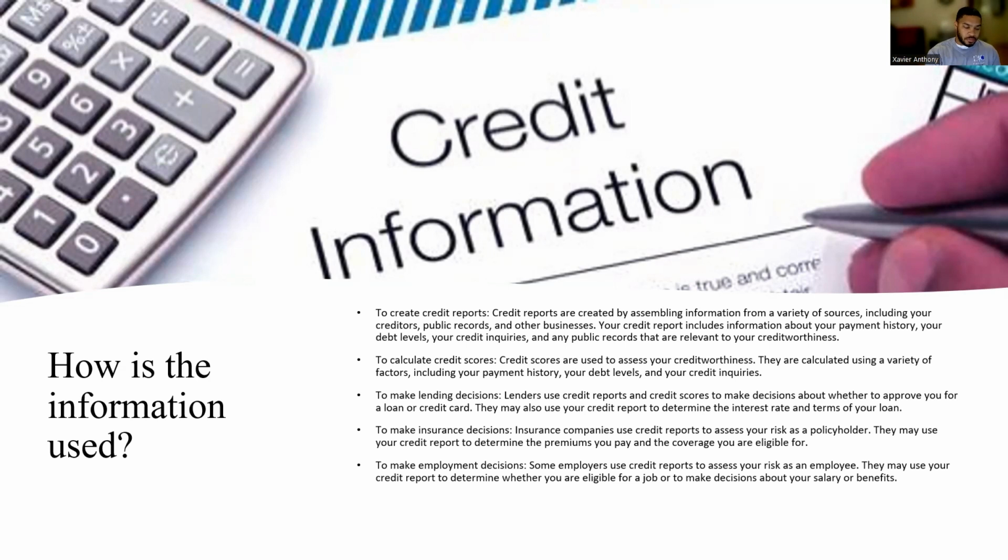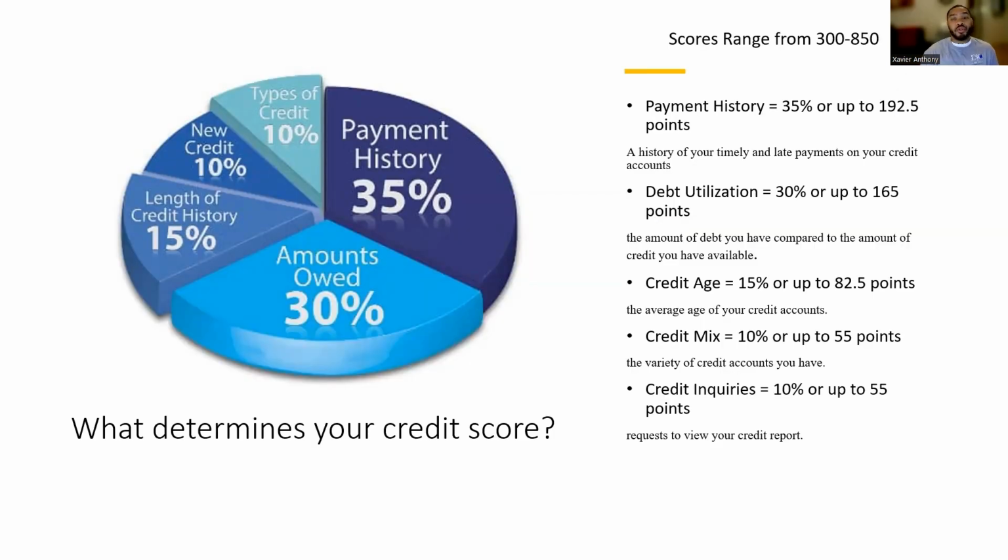Let's move on. What determines your credit score? Your credit score ranges from 300 to 850 points. So that's 550 points you have to work with. And it's made up of the following information. It's made up of payment history, which makes up 35% or up to 192.5 points. It's the biggest part. Debt utilization makes up 30% or 165 points. Credit age makes up 15% or 82.5 points. Credit mix and credit inquiries both make up 10%, which both add up to 55 points each.